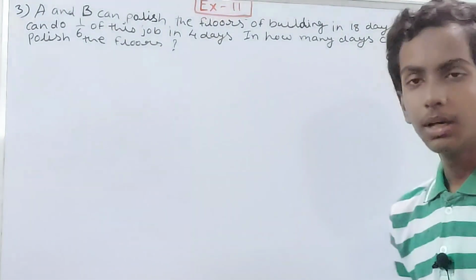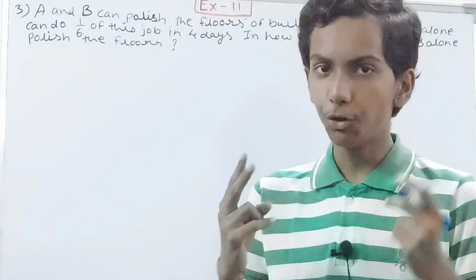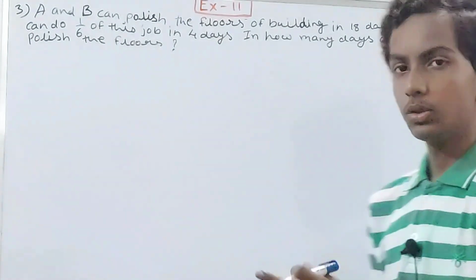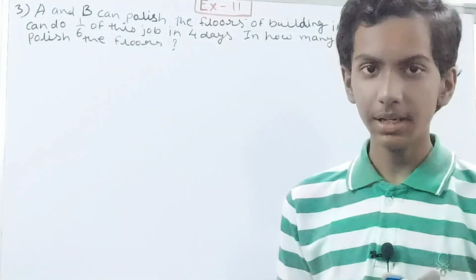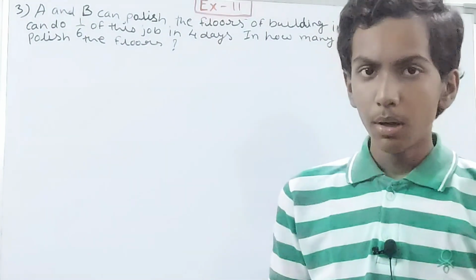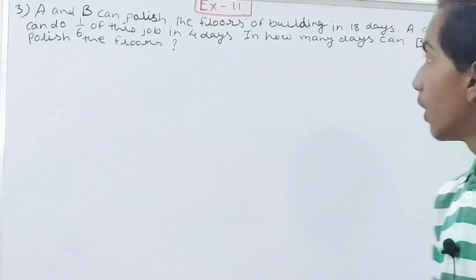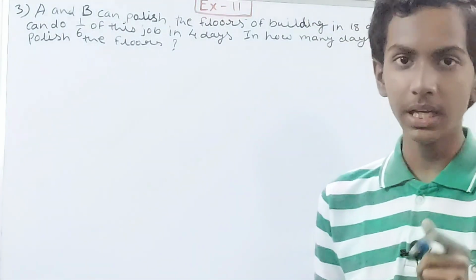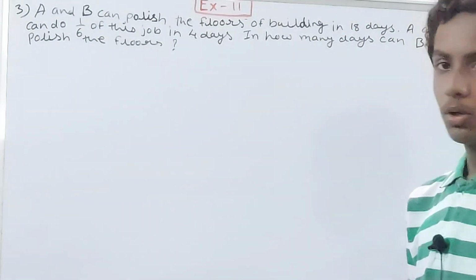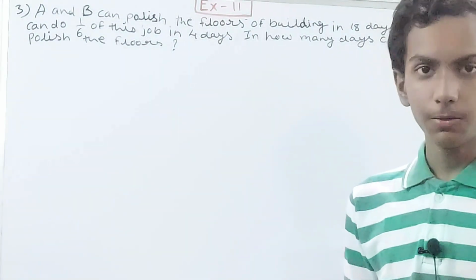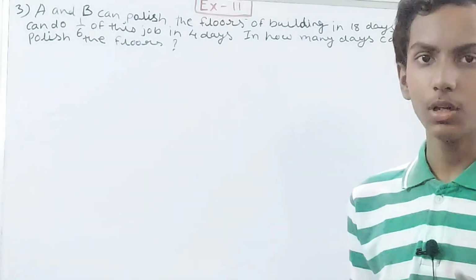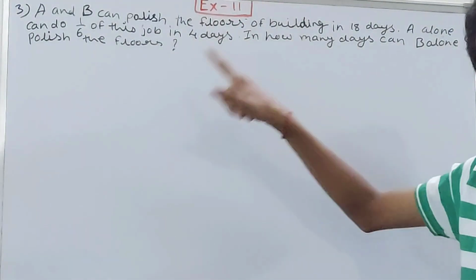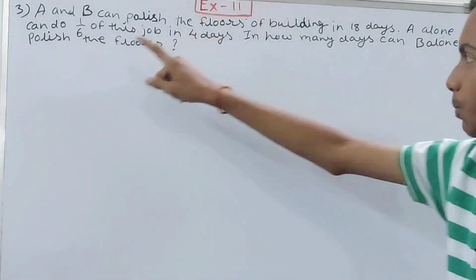So very simple question. A and B together, two people, are working together to polish the floors of a building. In totality they will take 18 days to complete the work, that is to polish the entire floor of the building. Now see, it is saying that A can alone do 1/6 of the total work in just 4 days. So if they have to polish the floor, then 1/6 of that floor A can polish in 4 days. Then in how many days can B alone polish the entire floor?